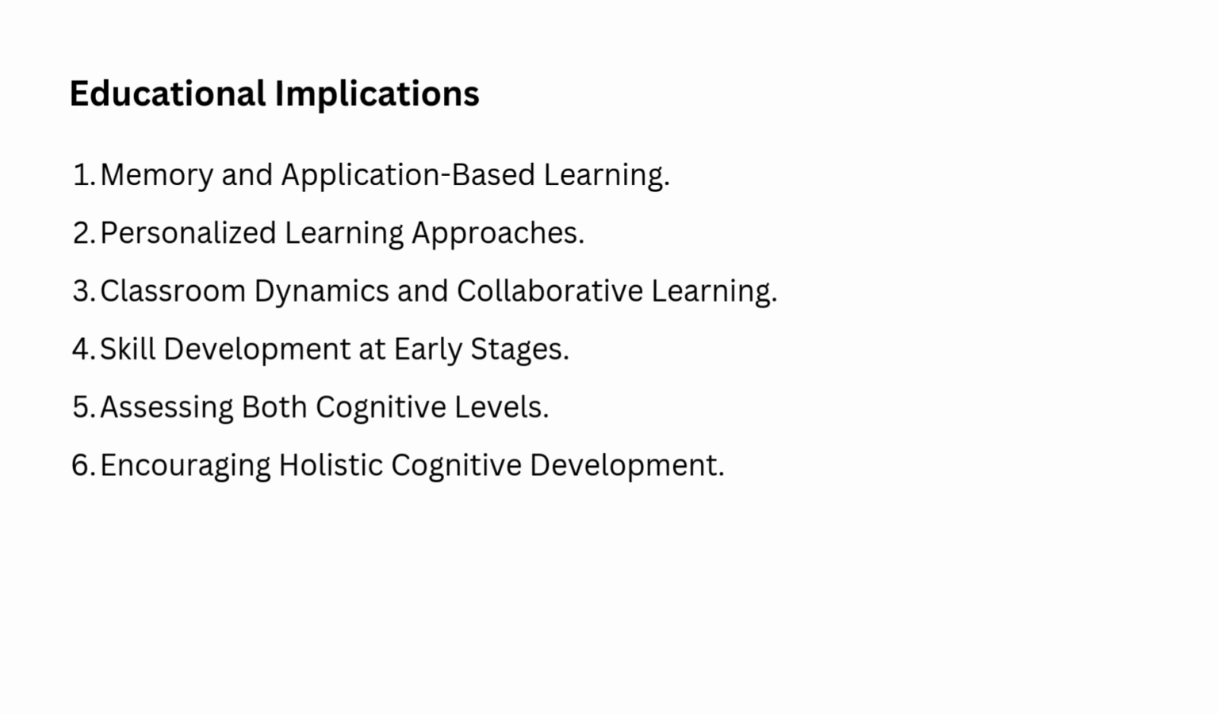Now coming to the last one, encouraging holistic cognitive development. Schools should aim to develop both types of intelligence simultaneously. Teachers can incorporate activities that stimulate both memory recall and conceptual reasoning to encourage balanced cognitive growth. Let's take an example. In a geography class, students might memorize the names of countries, which can be level 1, but also work on a project where they analyze the cultural and economic impact of those countries on global trade, which becomes level 2.